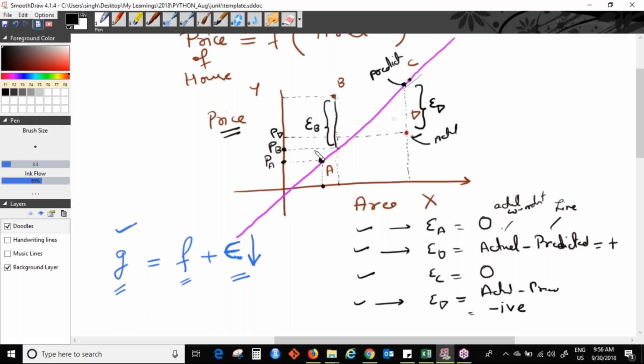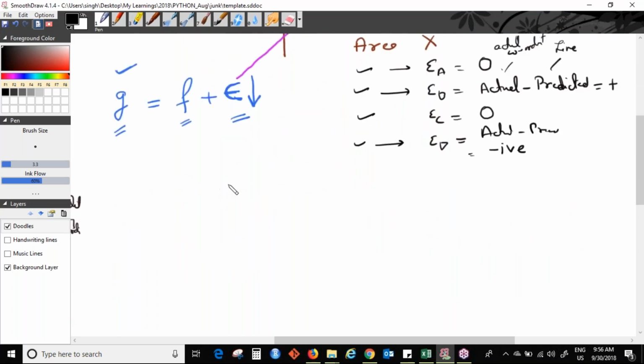You will have as many errors as the number of rows, because you have four houses in your data: A, B, C, D. For each house you are predicting its price. So for the first house there is some actual price and you are predicting some price. Similarly for the second house there is some actual price, you are predicting some price. So the errors that you will have is on the houses. Let me show it to you.